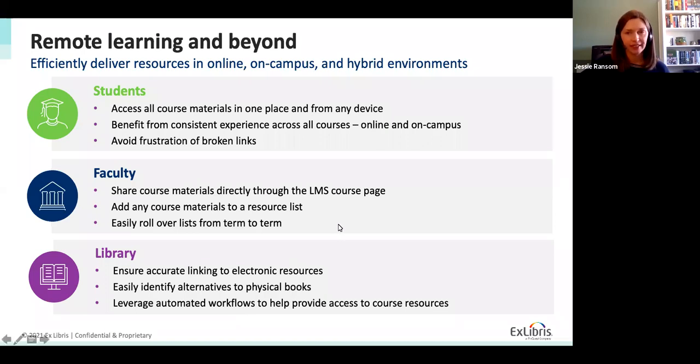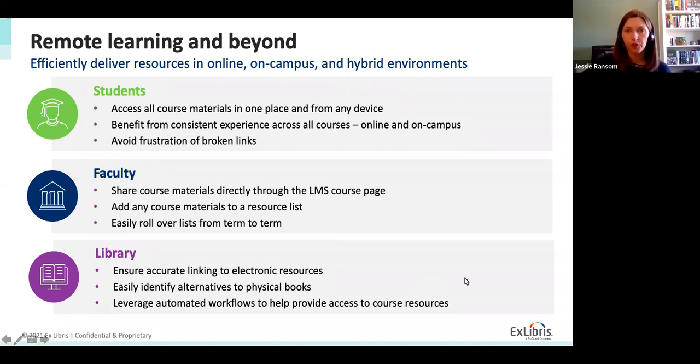From the faculty side, it makes it easy to share these course materials directly with students in the course, as you saw on that first slide, through the learning management system. They can add any course materials to a resource list, and as they add resources to Leganto, it will automatically check against the library collection. So if the library does have access to something, then that library inventory is added automatically. If not, this would be an example of where this could potentially be flagged for library review. And of course, we want to make the faculty workload easier every chance we get. So there's a very streamlined process for rolling over reading lists from one term to another.